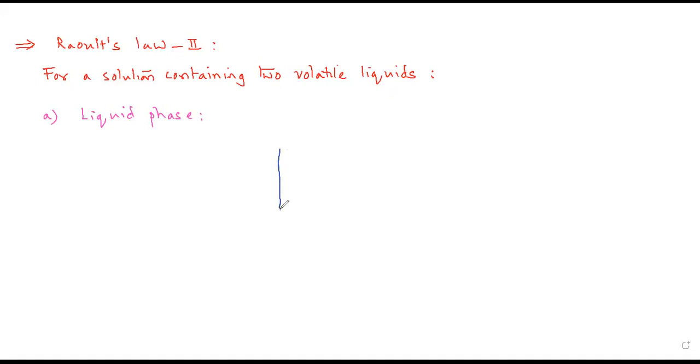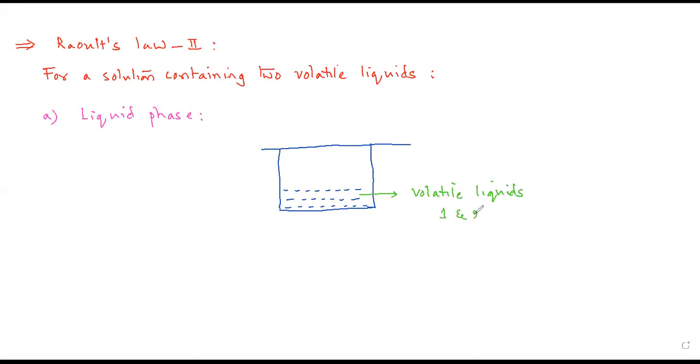Now coming to the liquid phase, consider two volatile liquids. You can take A and B, or of course 1 and 2. See, because both are volatile, both get evaporated. Isn't it? So the vapor will have the molecules of both 1 and 2.